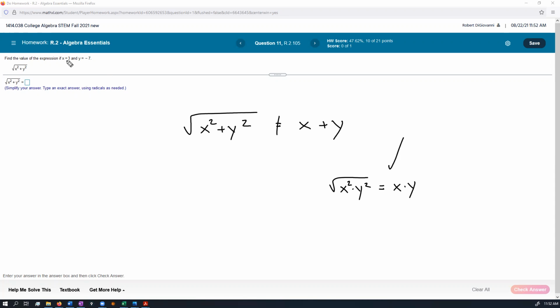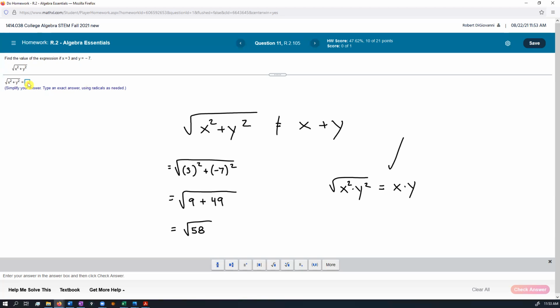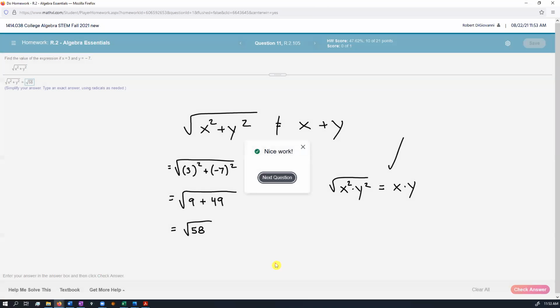So for us, we're going to replace x with 3. So this is going to be 3 squared plus -7, so -7 in parentheses squared. That will be equal to square root of, let's see, 3 squared is 9. And then -7 times -7 gives us 49. And 9 plus 49 is 58. So the answer should be the square root of 58. And they want us to type in the exact answer using a radical. So they don't want us to get the decimal answer there on the calculator. So I'm just going to do here the square root and then 58 and be done.